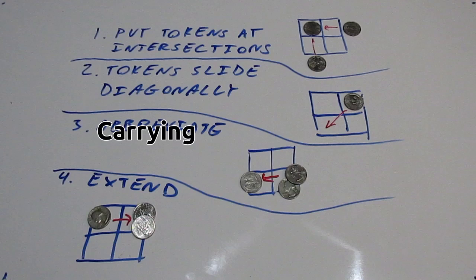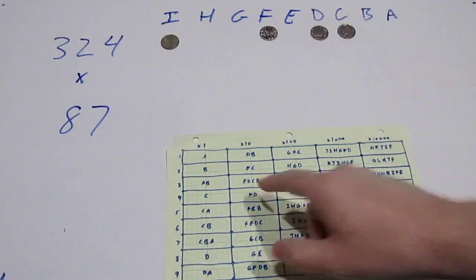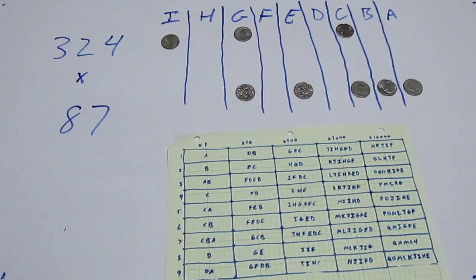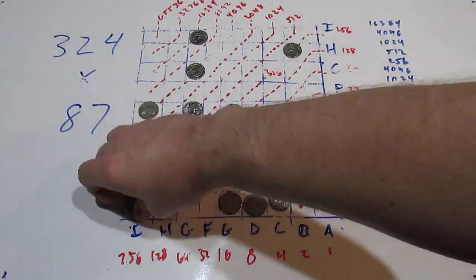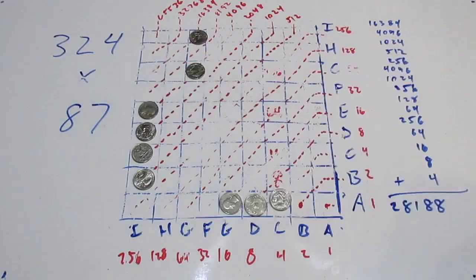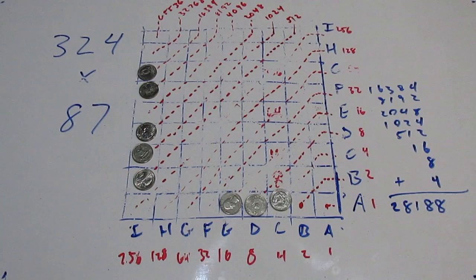Abbreviation is carrying. Extending is borrowing. Putting tokens at intersections is multiplication. We do have to convert our inputs from numbers and then convert our outputs back into numbers, but in the meantime, numbers could not be farther from our minds, even though arithmetic is happening the entire time we're moving these tokens around. And that's what kind of fascinates me about the location arithmetic even more than Napier's bones or Promptuary.